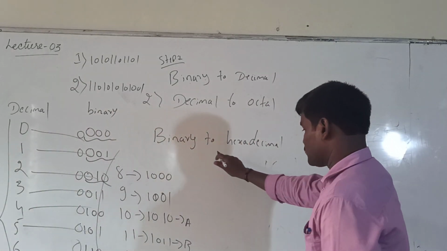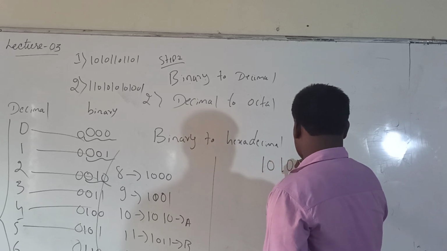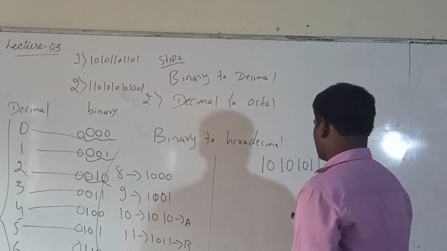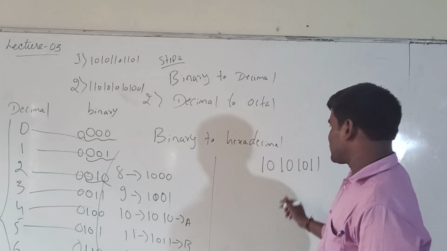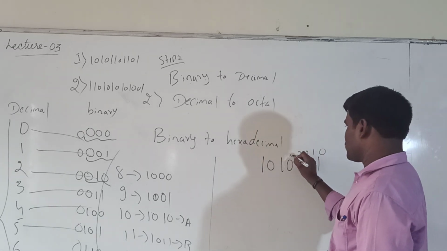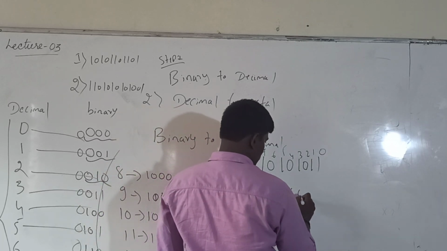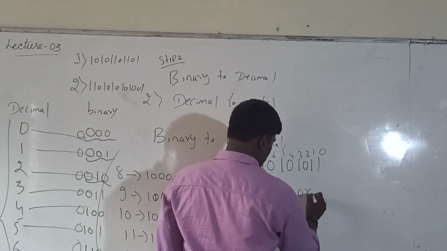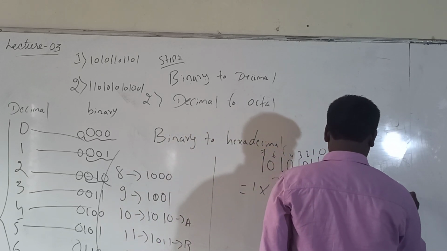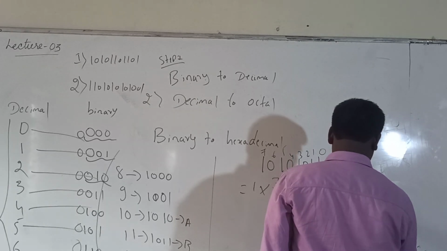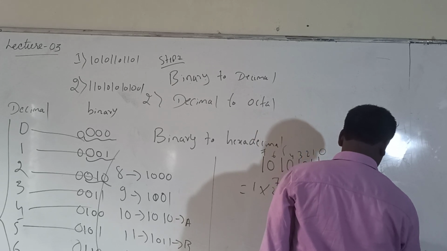Example: 1 0 1 0 1 0 1 1. Okay, so this is the binary format, and you can convert this to the hexadecimal. Positions 0 1 2 3 4 5 6 7. 1 into 2 raised to 7 plus 0 into 2 raised to 6 plus 1 into 2 to the power of 5 plus 0 into 2 raised to 4 plus 1 into 2 raised to 3 plus 0 into 2 raised to 2 plus 1 into 2 raised to 1 plus 1 into 2 raised to 0.